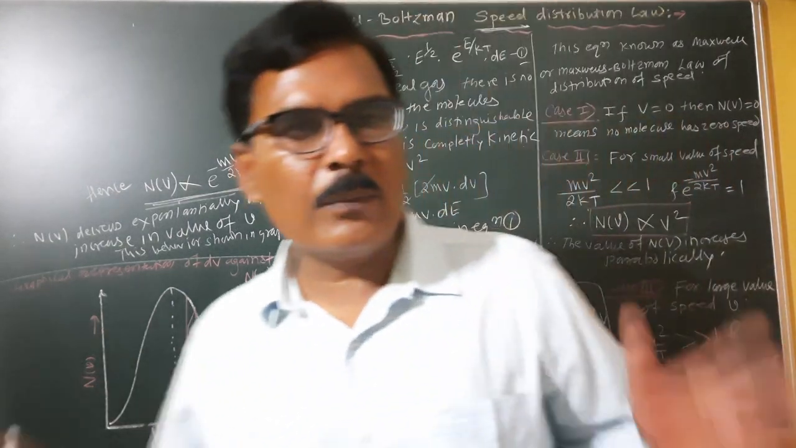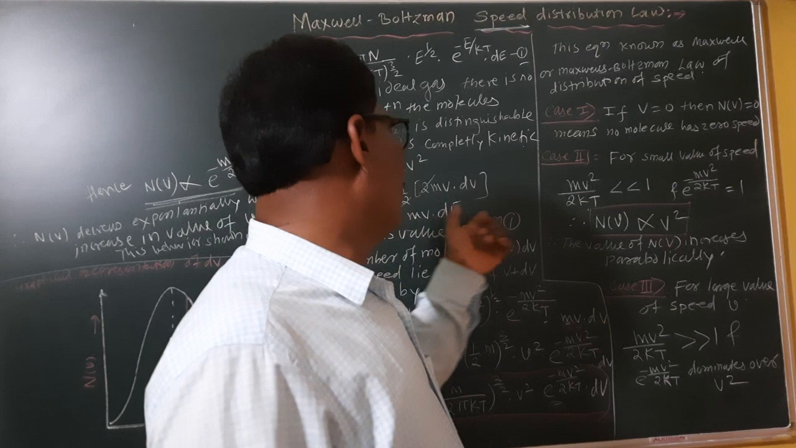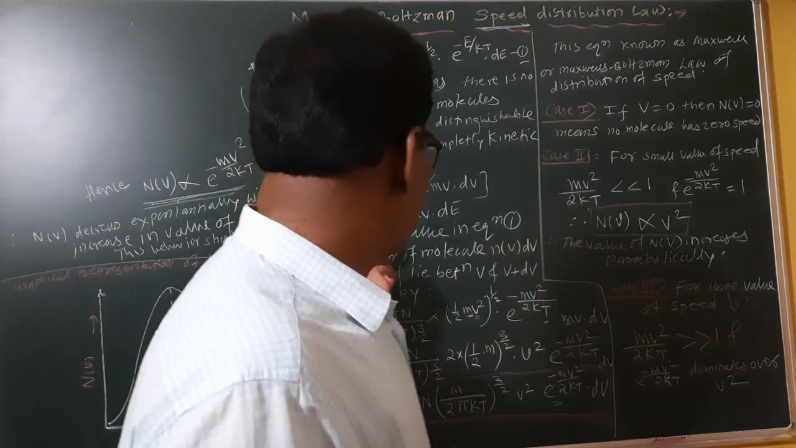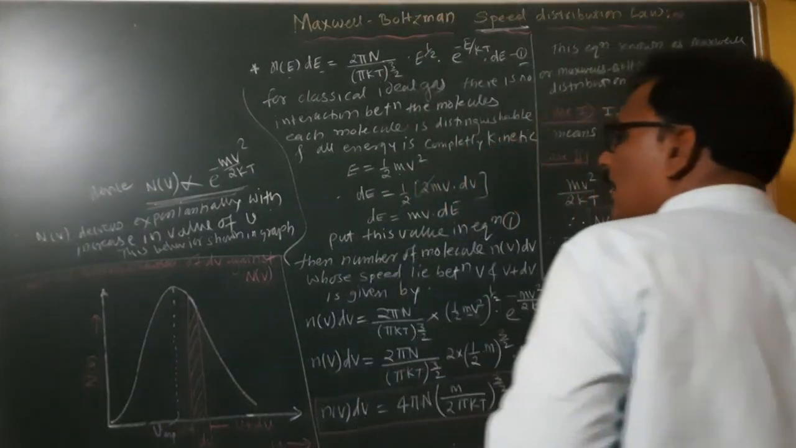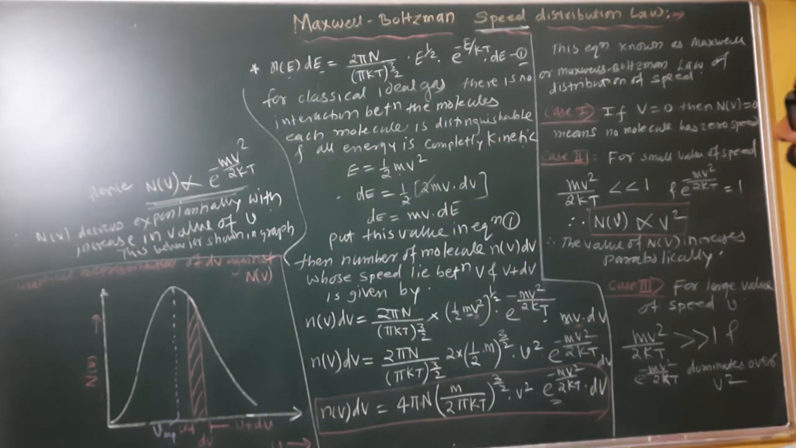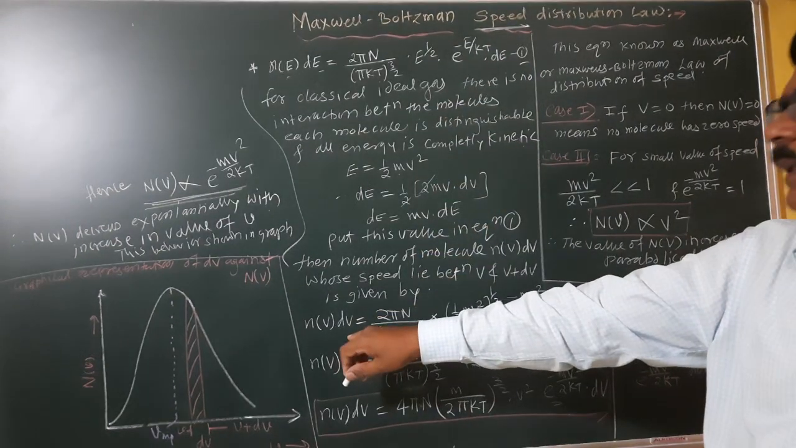Differentiating this energy, what do we get? We get dE equals mv into dv. Substitute this value in equation number 1. That is, in equation 1, the number of molecules n(E) dE, whose speed lies between v and v plus dv, that is, the energy distribution law can be replaced in terms of the speed distribution.